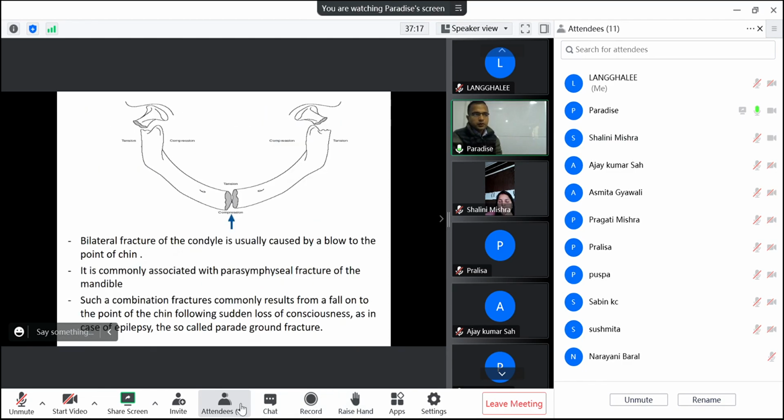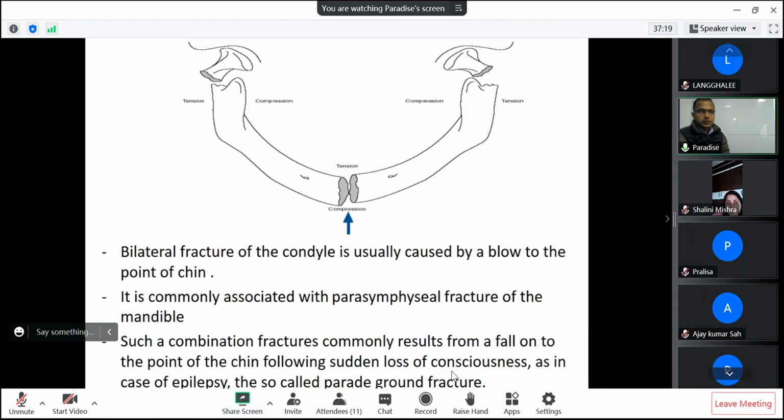Such a fracture is known as guardsman's fracture because it is commonly present in army personnel.